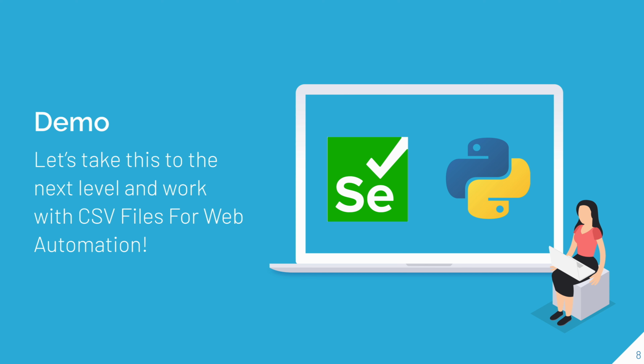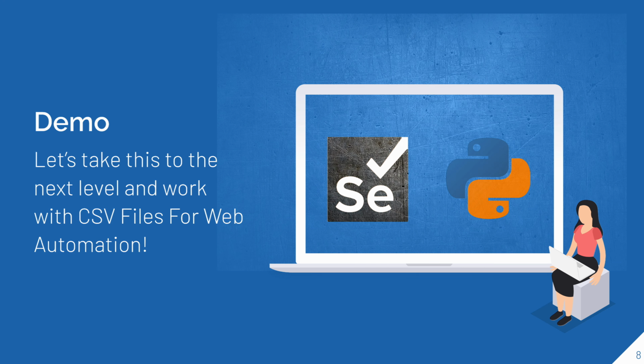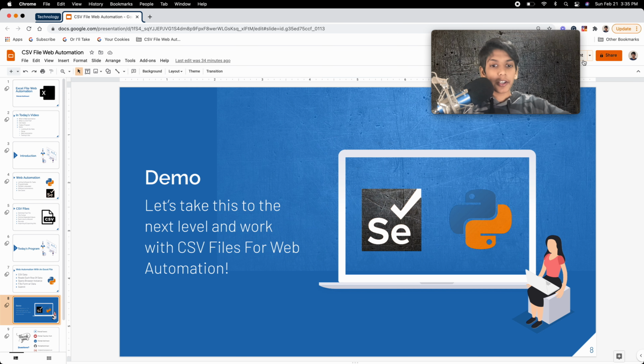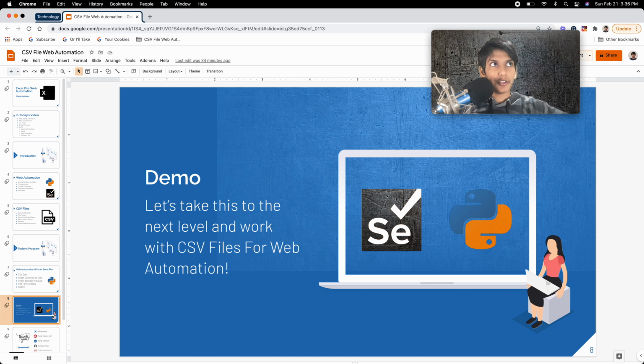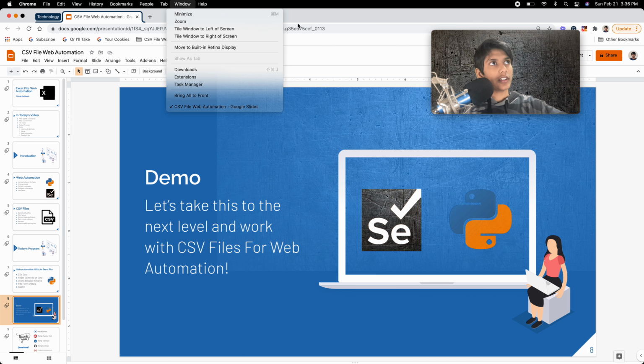Alright, so now that you know about web automation and CSV files, let's combine these to do today's program, and let's get into the demo. Alright, so I'm going to go to Atom so that we can actually code this. And actually, before we do that, I want to show you some other things.